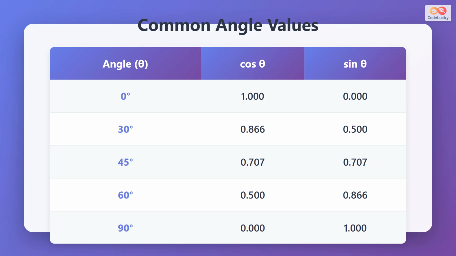It's helpful to memorize the cosine and sine values for common angles. At 0 degrees, cosine is 1 and sine is 0, meaning the vector is purely horizontal. At 30 degrees, cosine is 0.866 and sine is 0.5. At 45 degrees, both cosine and sine equal 0.707, so the components are equal. At 60 degrees, cosine is 0.5 and sine is 0.866, which is the reverse of 30 degrees. Finally, at 90 degrees, cosine is 0 and sine is 1, meaning the vector is purely vertical. Knowing these values speeds up calculations significantly.